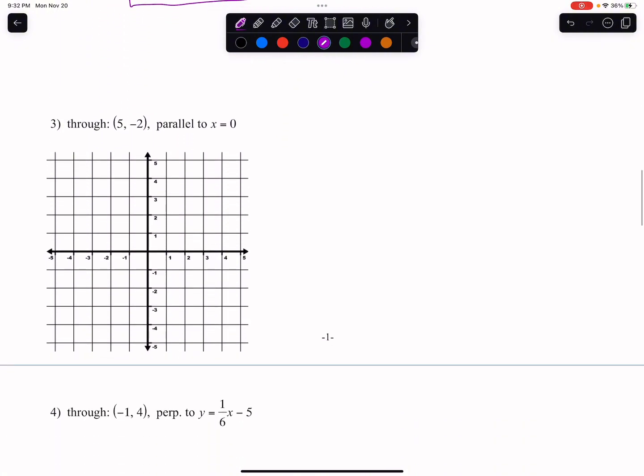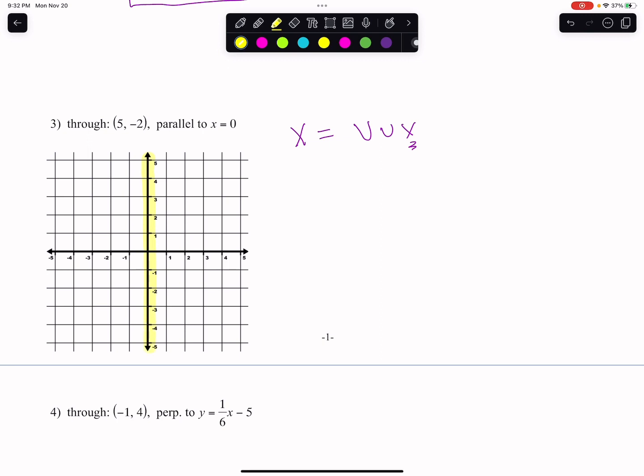x equals 0. It has to be parallel to x equals 0, but it goes through 5, negative 2. So let's see what that looks like in a picture. First off, let me go ahead and graph what x equals 0 is. Remember, x equals something is a vertical line. So it's a vertical line right here. That's the x equals 0 graph.